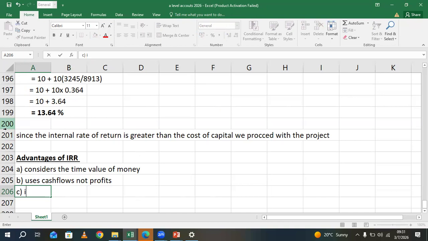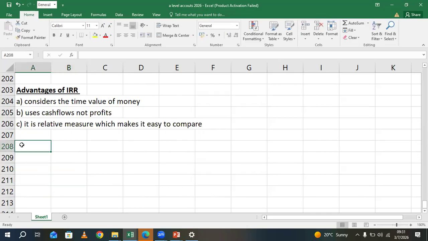Unlike the net present value, this one is a relative measure, which makes it easy to compare. So we said relative measures, percentage. It's easier to compare if you are dealing with percent. So with percentages, we can easily compare projects with different sizes.